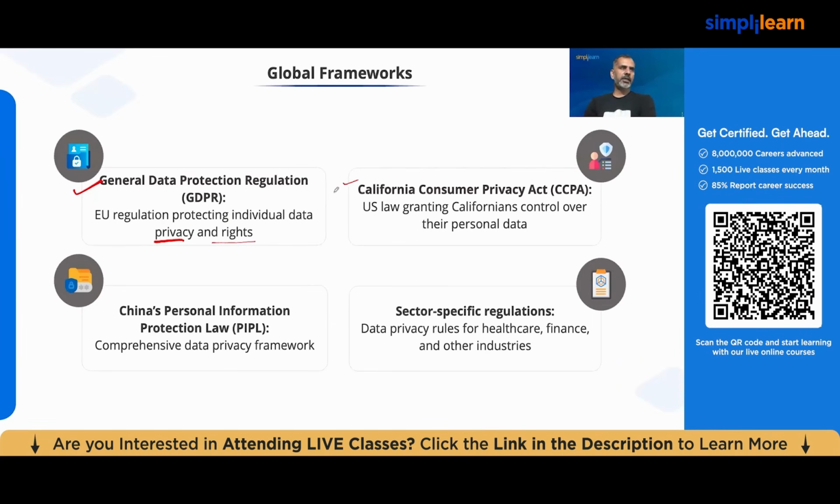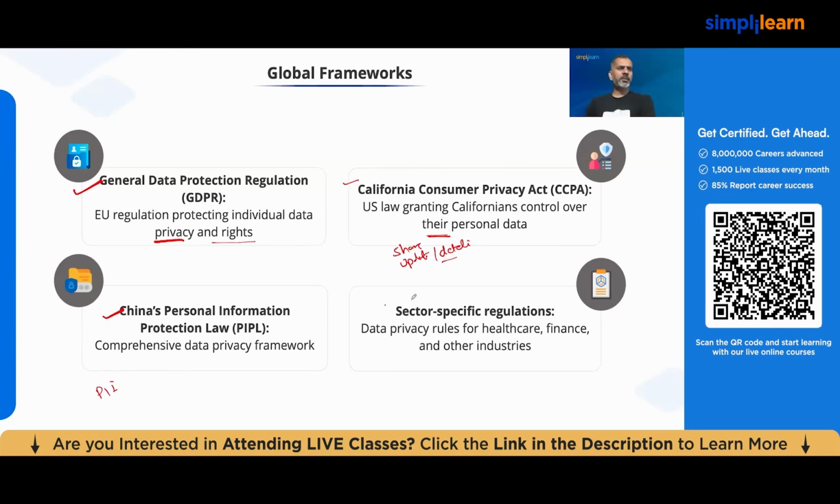The second is CCPA, the California Consumer Privacy Act. Again, it is a US law granting Californians control over their personal data. When I say control over personal data, that means any individual is free to share his information, update it, or even delete it whenever it is required or whenever he is interested in doing that. Then the third one is China's Personal Information Protection Law, PIPL. It is a comprehensive data privacy framework, and it is again talking about PII. So you now understand data privacy is a very big concern in the digital world, and nobody is ready to share his personal information without his proper consent, guys.